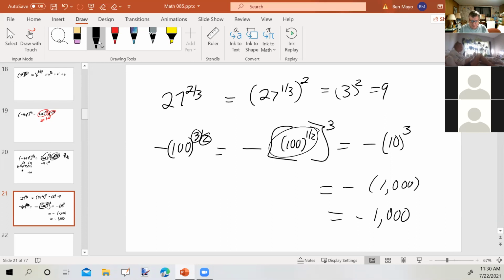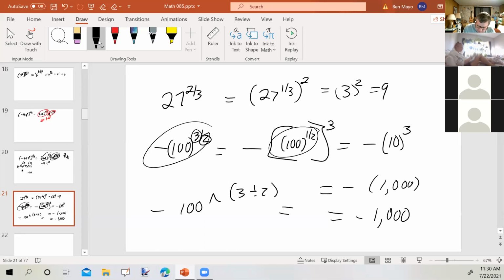Now, if you were going to put this into your calculator, you would not put parentheses around the negative 100. You'd just write negative 100 caret 3 divided by 2, close it up, equals, and that should give you negative 1,000. In fact, I'm going to do that right now. Let's see. Negative 100 raised to the 3 divided by 2 power, and I get negative 1,000. I don't know if you can see it, but there it is.